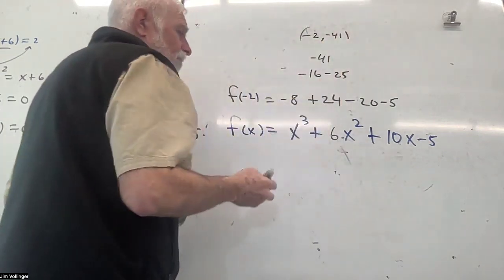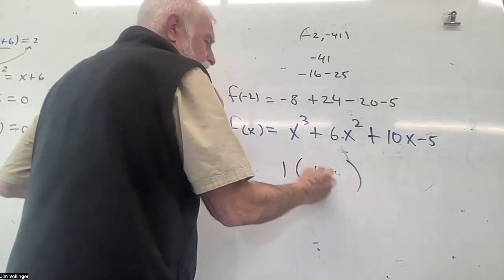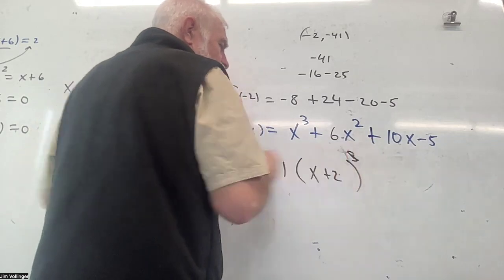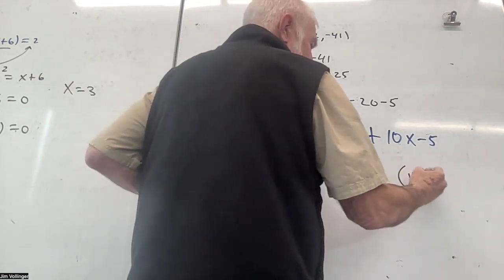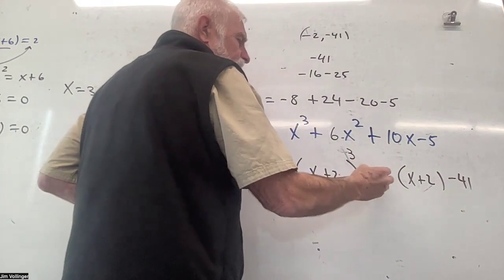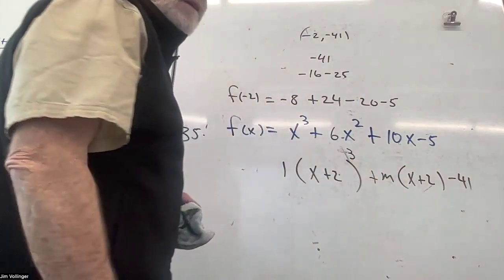And the graphing form for this then would have been 1. You don't have to have the 1. X plus 2, cubed, minus 41. I've done too many quadratics in my life. And the only thing you're missing is the multiplier there. That's all you're missing. And then you've got the graphing form.